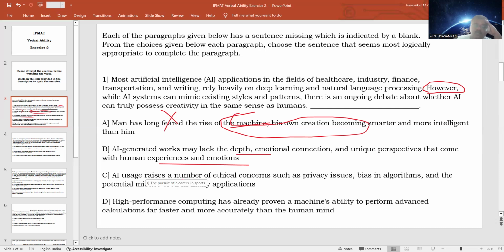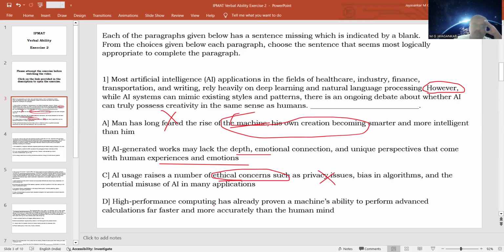Option C, AI usage raises a number of ethical concerns such as privacy issues, bias in algorithms, etc. So we are not talking about the ethical concerns at all. The passage is not at all discussing the ethics related to the usage of AI. So this is not going to be a proper sentence that matches the logic.